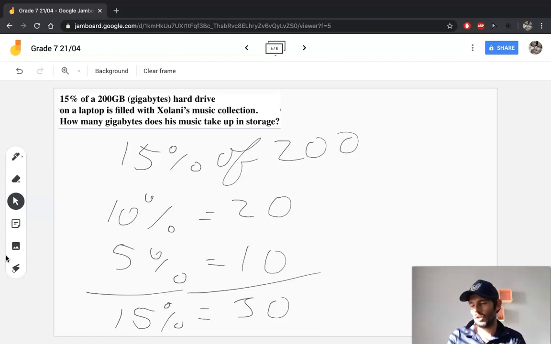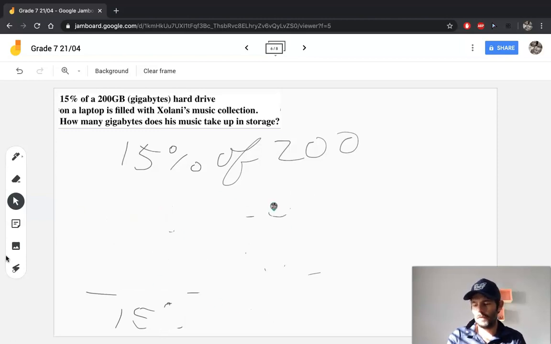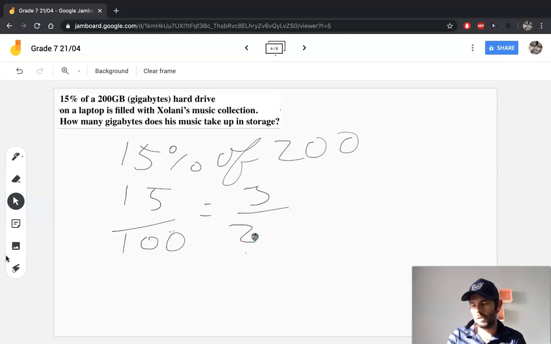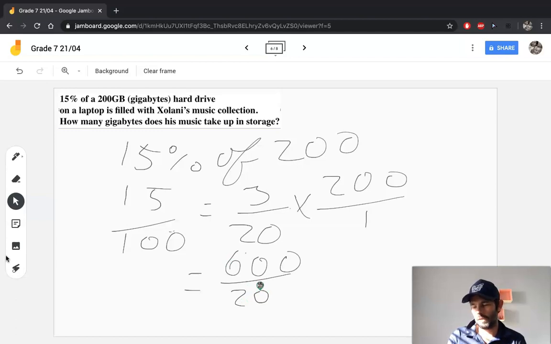Okay, and if I just show you in the fraction form, the fraction form will be 15 over 100, which equals 3 over 20 of 200. So that's going to give me 600 over 20. Okay, and if I simplify that, I'll divide both numbers by 10. Okay, and we know that 60 divided by 2 is equal to 30. So 15% of 200 is 30. So Kulani is using 30 gigabytes of the 200 for music storage.